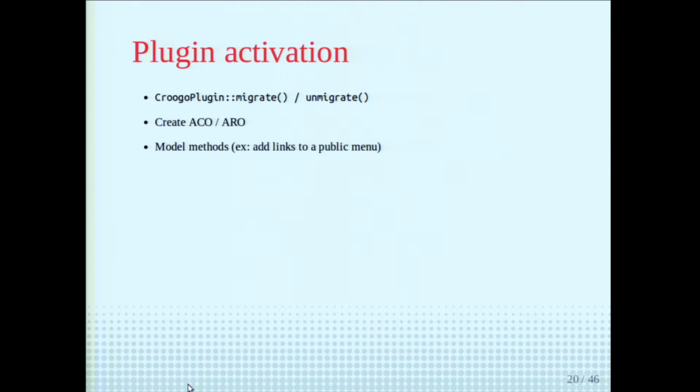So here is a list of things that are usually achieved in the activation. You can migrate the database, create ACO, ARO if you need, and you can access models. So basically, you can save things, remove things, update, do anything you want.